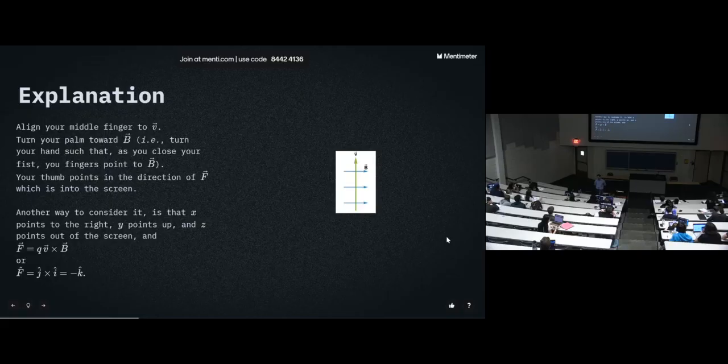Either V would have to be reversed or B would have to be reversed. Either one of them being reversed would give you a force out of the screen. If velocity was down, then I turn my fingers to go down, I rotate them to go to B, and then my force is out towards you guys. If I was still velocity up, but B was going in the opposite direction, then I get a force coming out towards you guys.